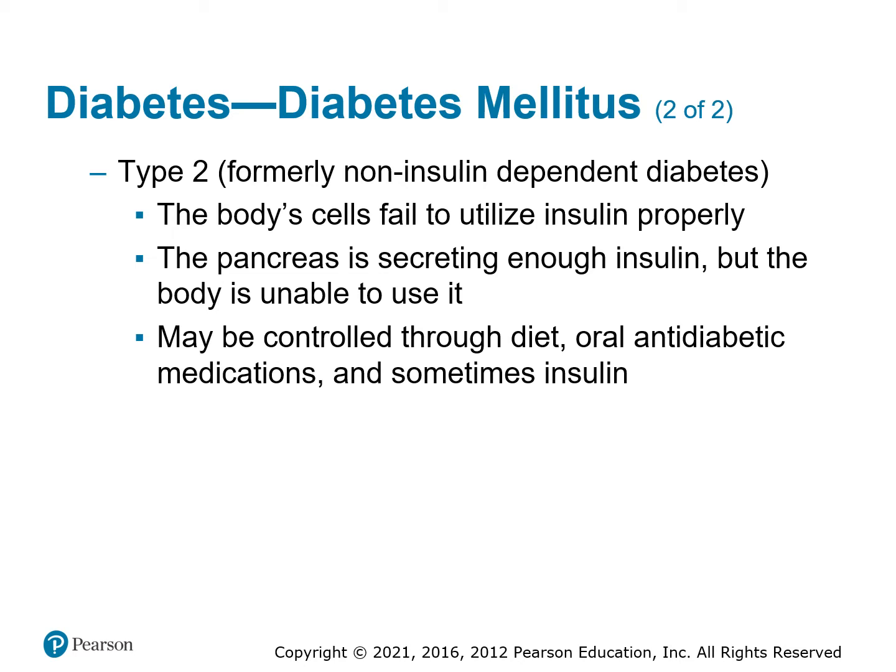Many times, type 2 diabetics can be controlled through diet or oral anti-diabetic medications, and even sometimes insulin if it gets to that point. They can become insulin-dependent diabetics after some time if it is not controlled. So you start seeing some anti-diabetic medications. Metformin is a really common one that is given to people that they consider pre-diabetic, but in fact, they are diabetic, they're just pre-insulin dependent.